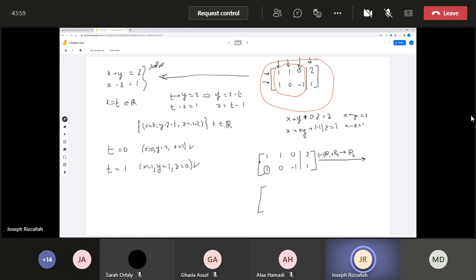The first row will not change because I didn't do anything to the first row. The first row will stay as is. But now the second row, let's see what's going to happen to it. What do we get here? We get 0, right? Because when you multiply by minus 1, this will become minus 1, and when you add it to 1, it will give you 0. Now this will become minus 1 as well. When you add it to 0, it will give you minus 1, right?